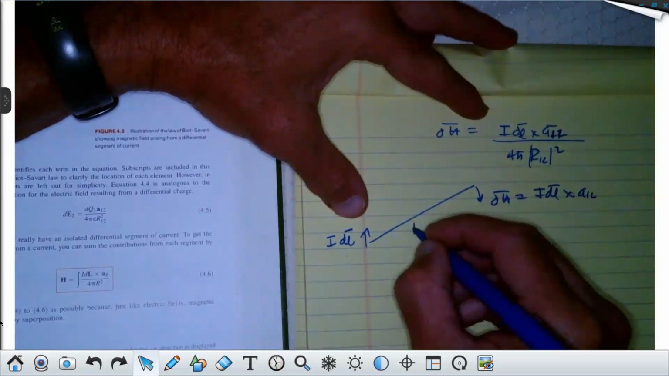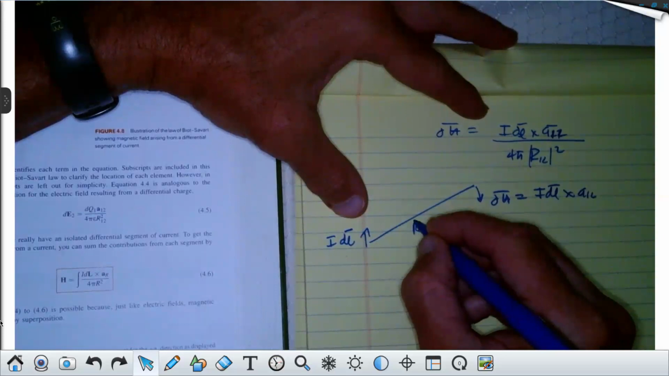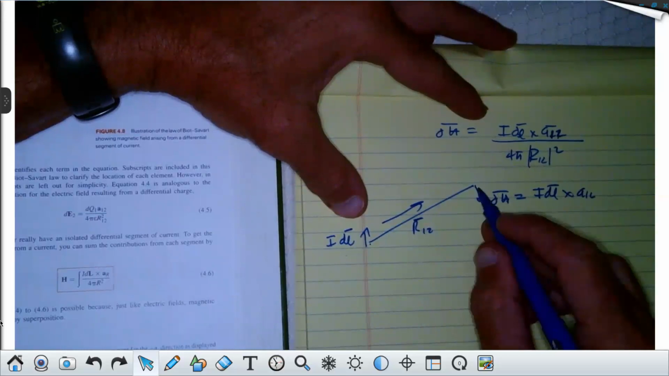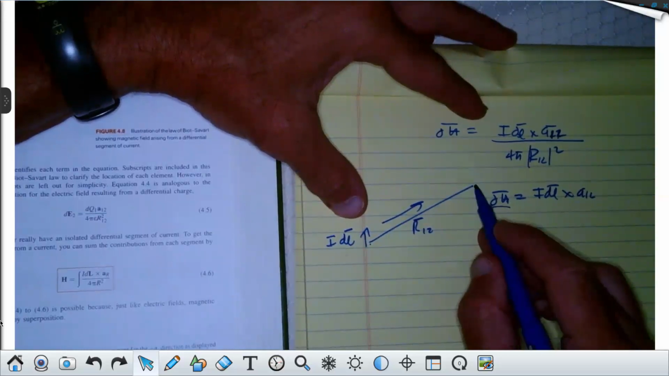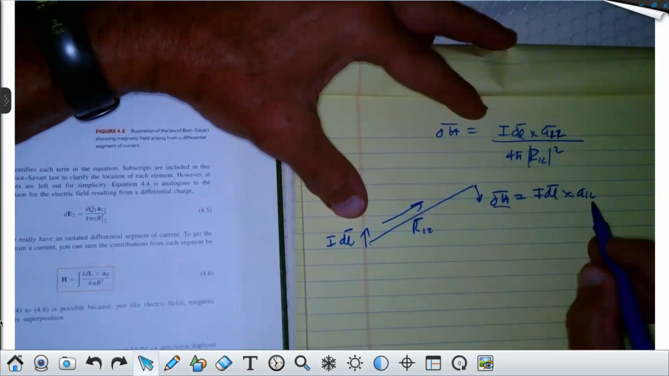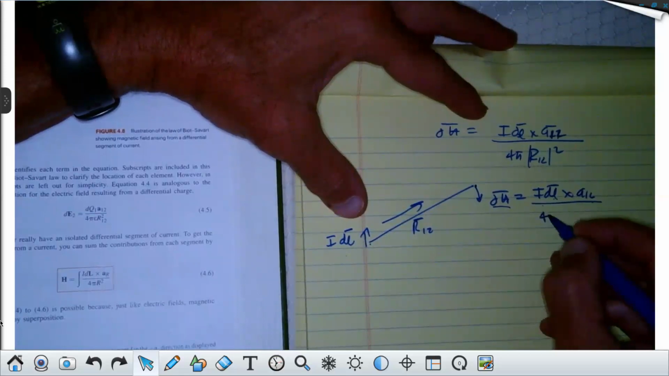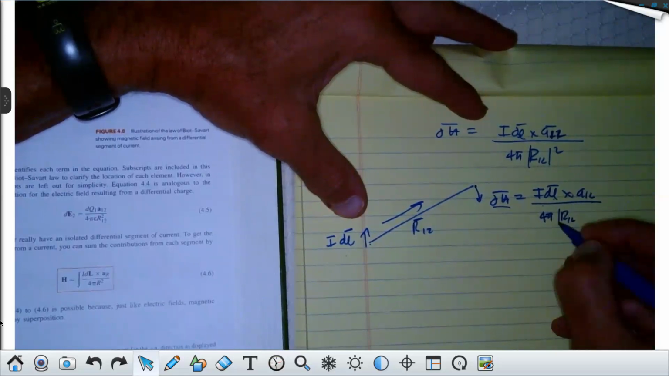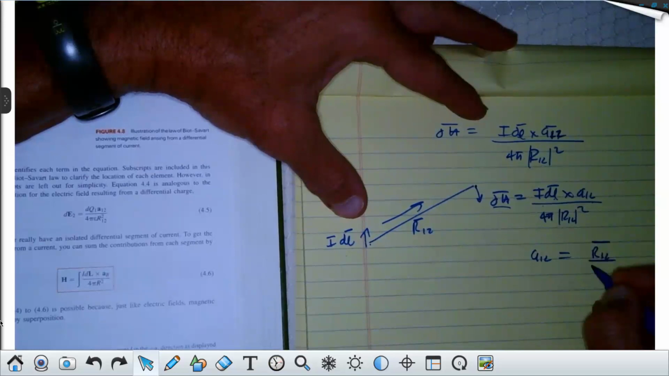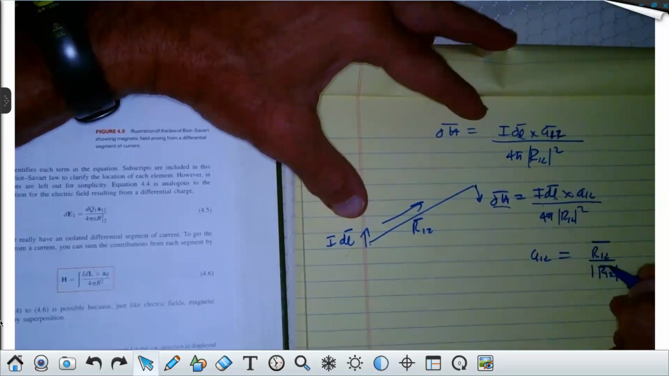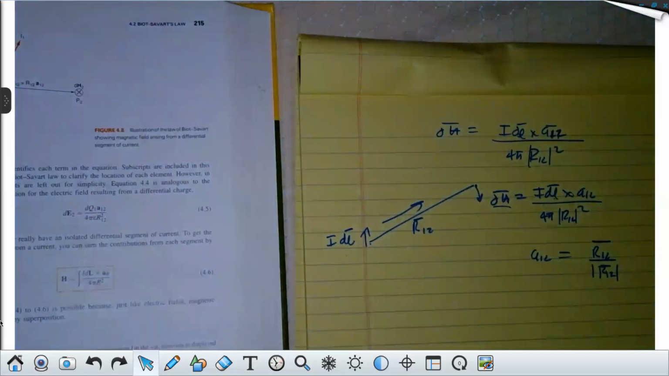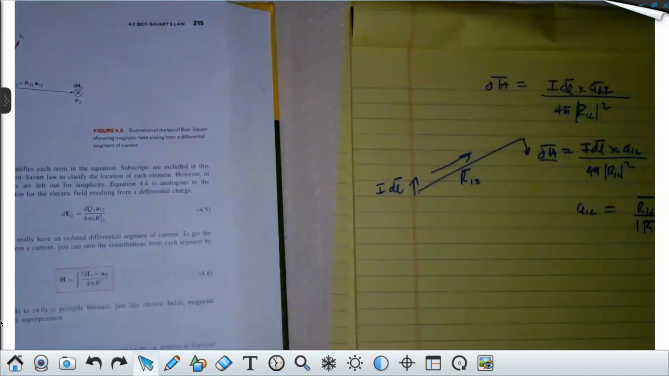And here's how you get it. This is the vector R12 here. It's pointing from here to the point of observation of the H field. Can you all understand that this differential H field is just the H field at this point that we want to figure out? We don't know it. It's IDL crossed A12 over 4 pi, and then it's going to be R12 squared. Now the A12 is nothing more than the R12 vector over the magnitude of R12. It's a unit vector in the direction of the radius vector drawn from the source to the point of observation. And I'm going to do an example of this so everybody is with me. Y'all with me so far?